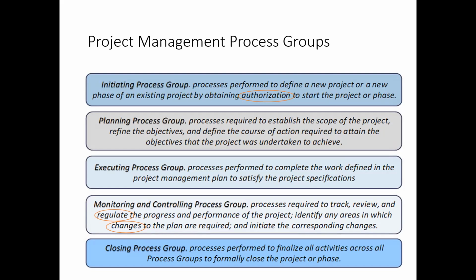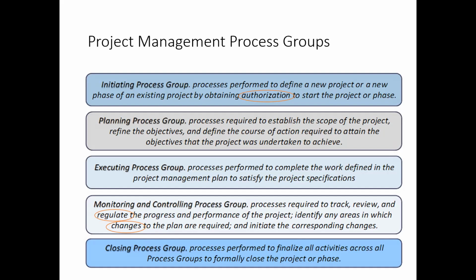Then we have the planning process group, with processes required to establish the scope of the project, refine the objectives, and define the course of action required to attain the objectives that the project was undertaken to achieve. In the execution process group, processes are performed to complete the work defined in the project management plan to satisfy the project specifications. In the monitoring and controlling process group, processes are required to track, review, and regulate the progress and performance of the project, and identify any areas in which changes to the plan are required. In the closing process group, processes are performed to finalize all activities. So we close the project in the closing process group.